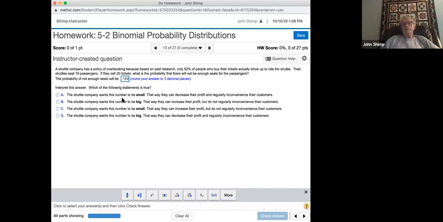Okay, now the interpretation question. Do they want this number to be big or small? So this is saying that almost 20% of the time, they're going to inconvenience a customer. That's pretty big. One in 5 trips, they're going to inconvenience a customer. So they want this to be small. That way they can fill their seats or come close to filling their seats and not regularly inconvenience customers. So it looks like A is the correct answer.